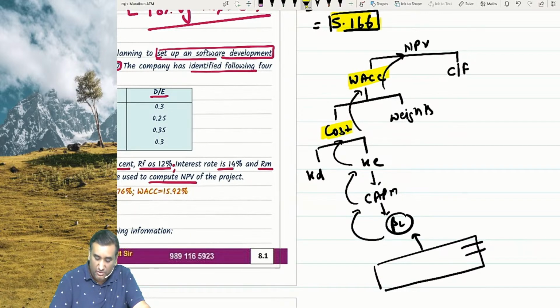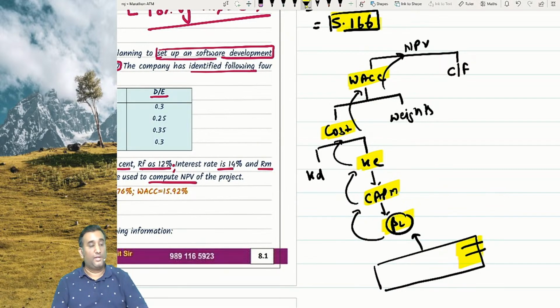So WACC depends on the cost, cost depends on the KE, KE depends on the KPM, KPM depends on beta levered, and beta levered depends on the pure play firms. Whatever data we have of the similar firms, we will unlever them, and after unlevering we'll calculate the average of that industry, and then using the debt equity ratio of this company we will do what?